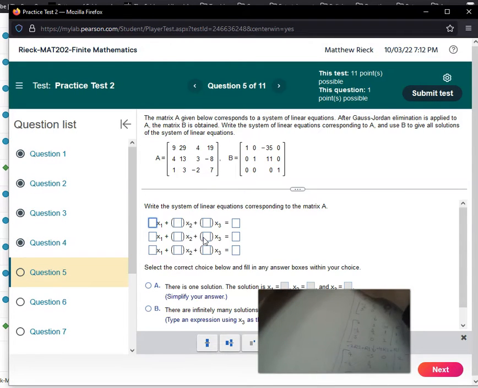All right, and then we have 9, 29, 4, 19. Again, this is just translating from the matrix to the system here. 8, 1, 3, negative 2.